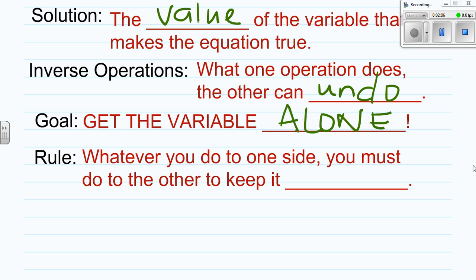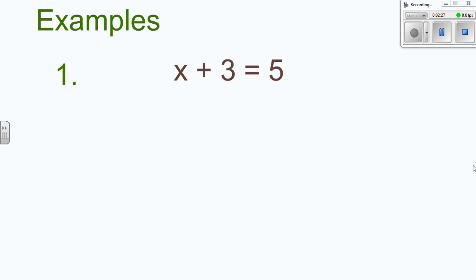Now, a rule to help you whenever you're solving one-step equations or multi-step equations is whatever you do to one side, you must do to the other to keep it balanced. Okay, that's why it's considered an equation. It's a balance between the left-hand side and the right-hand side. And we always want to keep it that way. Otherwise, we can't call it an equation because one side would not be equal to the other. Now let's take a look at some of the examples that I have for you.